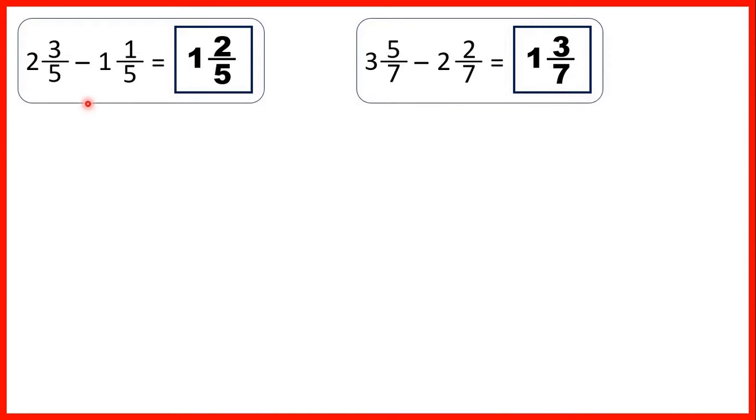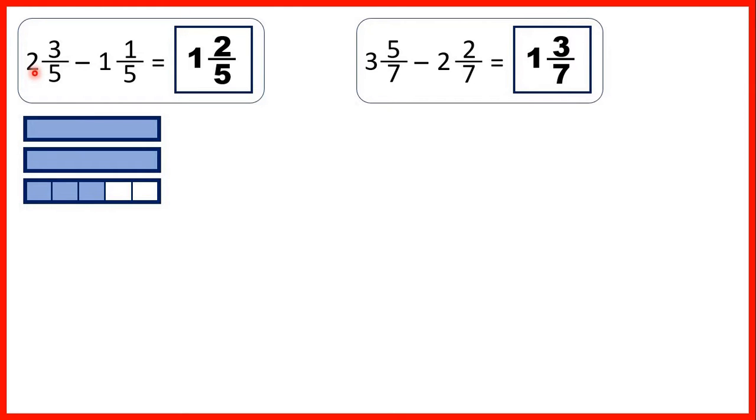We can show what we did using fraction bars. So we started with 2, so 2 wholes and 3/5. We were subtracting 1 1/5, but we subtracted the 1/5 first, then we subtracted the 1 whole. So you can see what's left in blue is 1 whole and then 2/5 of this fraction bar. So that's why our answer was 1 2/5.